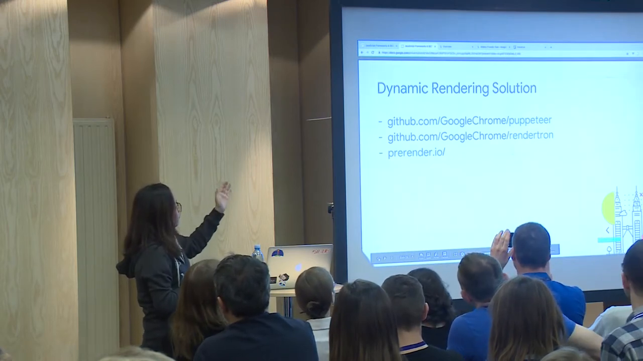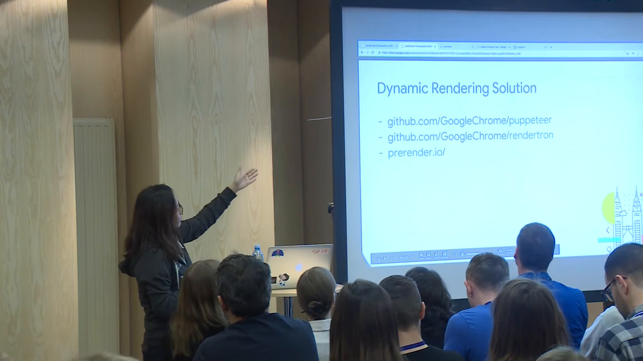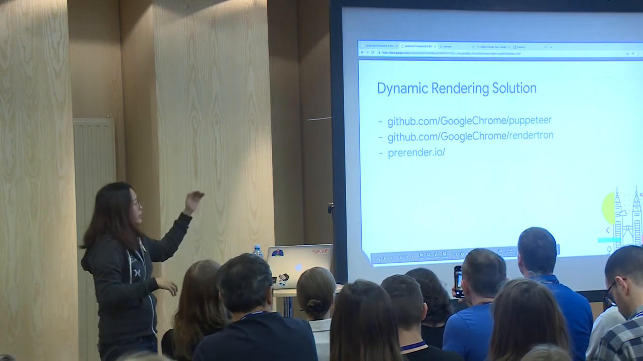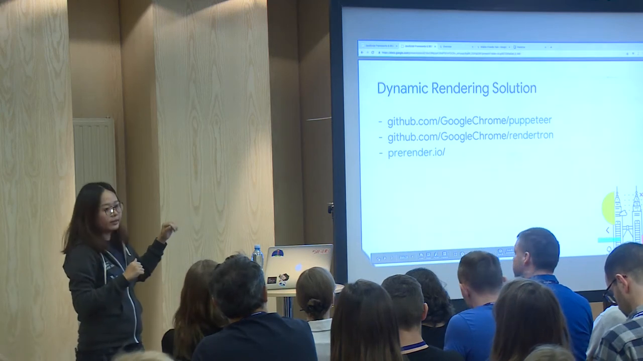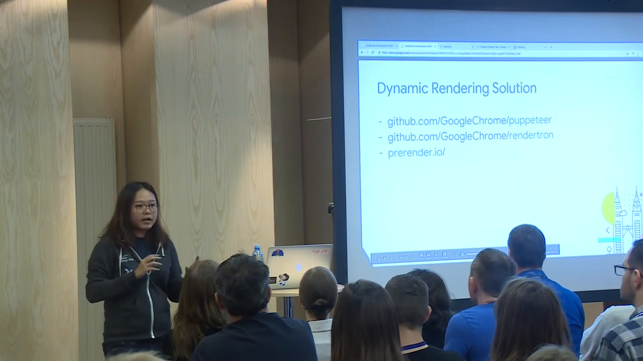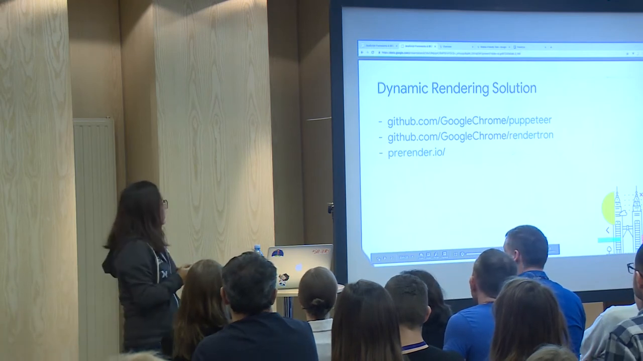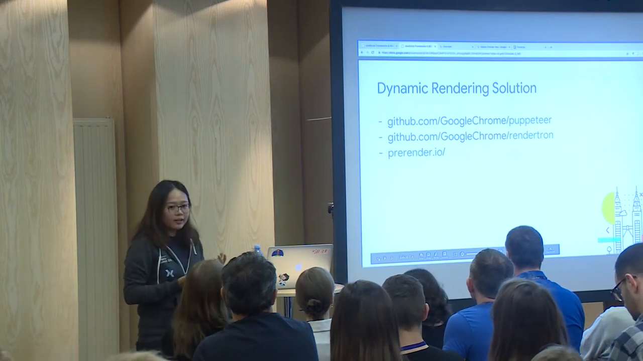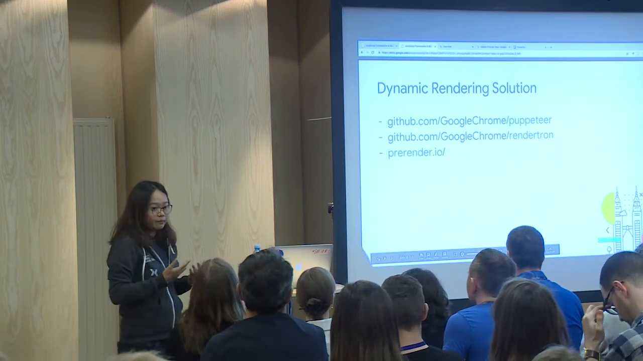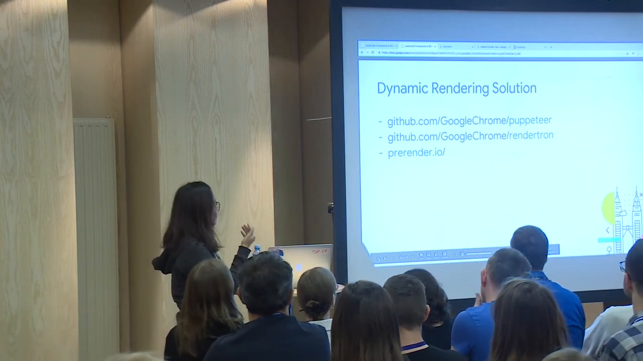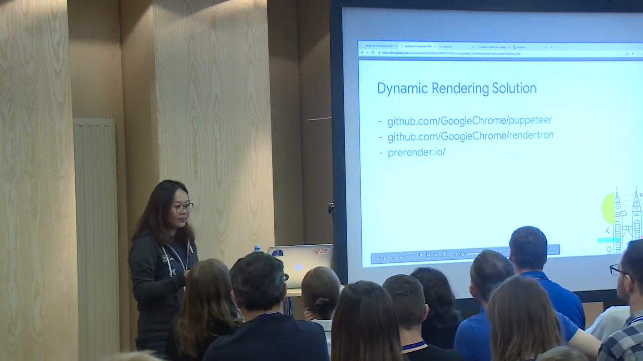One of the famous ones is Puppeteer, and the other one is called Rendertron, and there's something called Pre-Render.io as well. Pre-Render.io open sources the code, but for some part of the code you need to pay. Okay? Puppeteer and Rendertron are open source by Google, which means it should be quite okay, right? Let me show you some code for using Puppeteer or Rendertron and how you can achieve this.